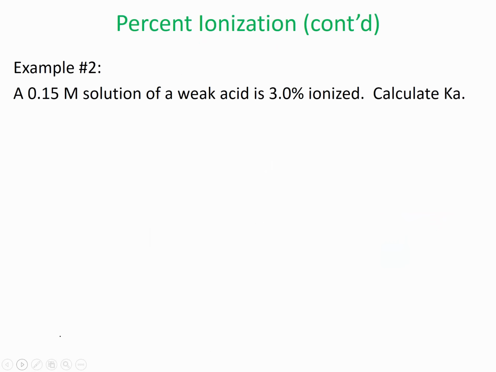Okay, so here's a slightly different problem. Now this is asking me to calculate Ka. When they give me the percent ionized, realize that they're giving you x on the C line. So if they gave us the initial and they gave us x, then we're going to know the equilibrium amounts and we could find Ka. Okay, so let's go ahead and set this problem up.